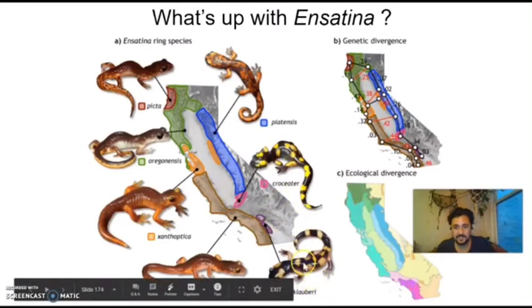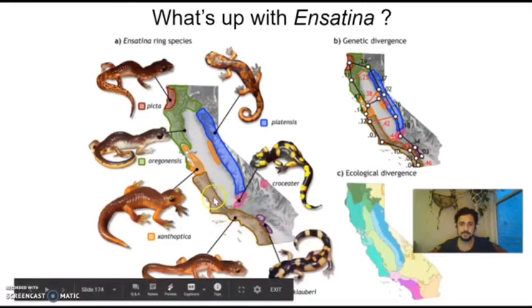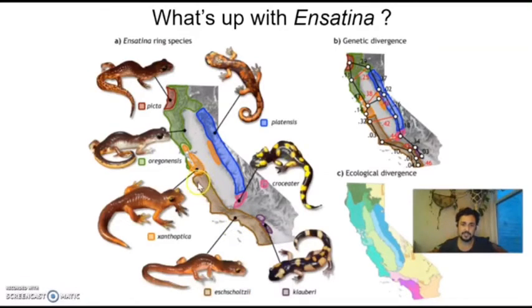And finally, south of the platensis population, you have Ensatina croceater, and then down here you have Ensatina klauberi. Remember our definition of the biological species was whether or not individuals could reproduce and have viable offspring in a natural setting. Well, with Ensatina, what you find is that these two different species here, they hybridize.